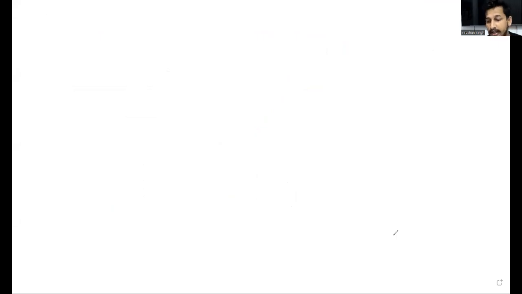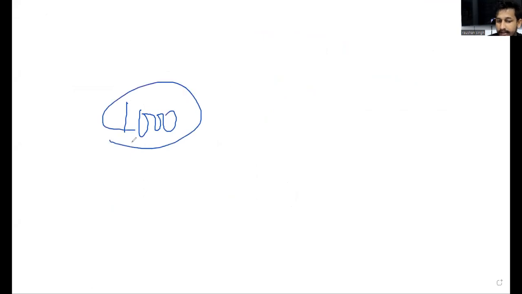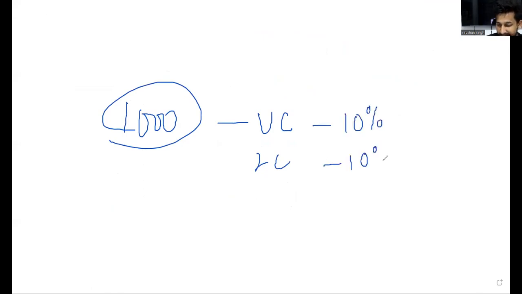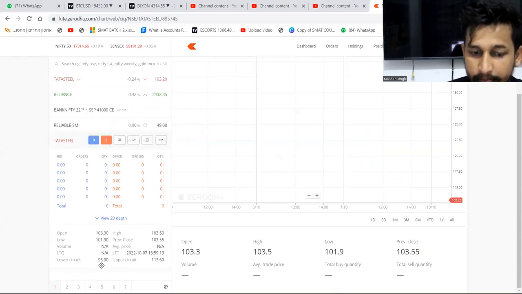For different stocks, it is fixed in a different way. But I'll give you an overview, a basic idea of on what basis it is fixed and who fixes it. The exchanges, NSE and BSE, fix this. Now let's say the stock price is 1,000 rupees. Initially the upper circuit and lower circuit will be 10%. If we take a figure, right now the price is 103, and 10% is going to be almost 10 rupees somewhere.